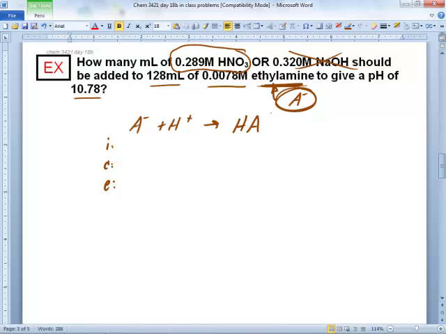Moles of the ethylamine, and put that under the A-. Okay, how do you get moles? So we're going to take 0.0078 big M times, which is really moles per liter if you want to show everything, times 0.128 liters. Just moving the decimal place over, right?